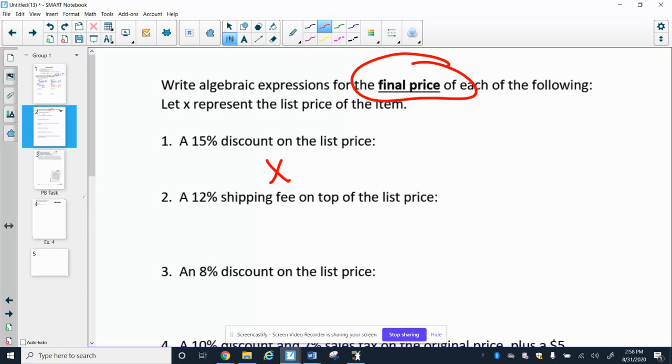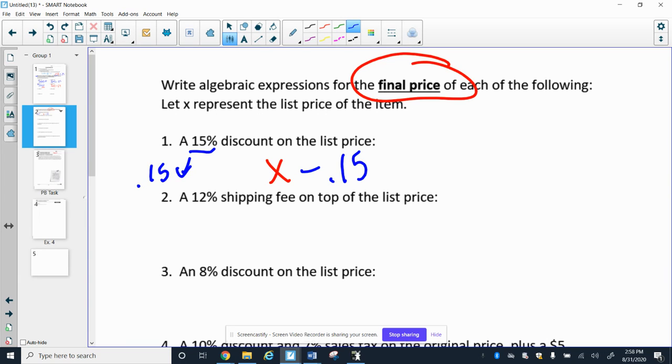Okay, so it's saying we want to take that list price and then do a 15% discount on it. Well, a 15% discount, that's saying we're going to take away, subtract off 15%. Well, that's the same thing as 0.15. So we're going to subtract, because it's a discount, 0.15, but we're not going to stop here.